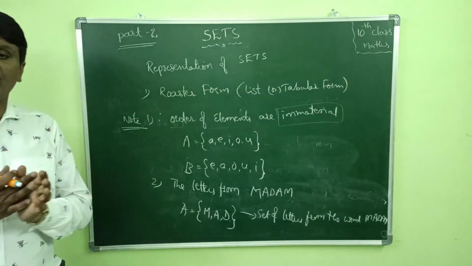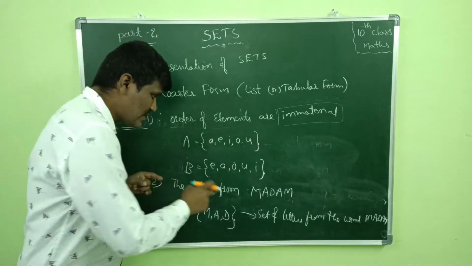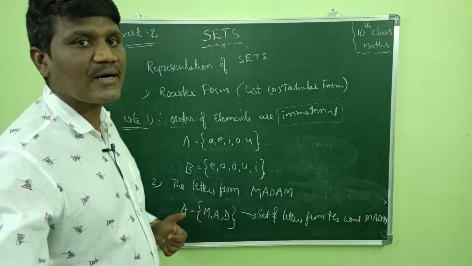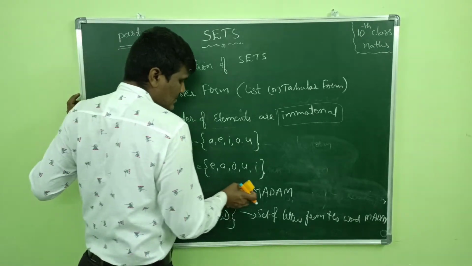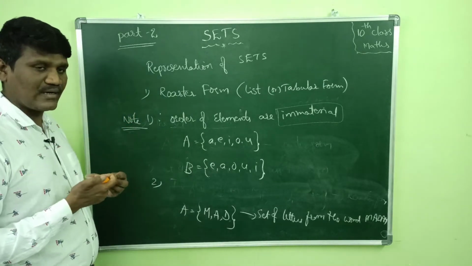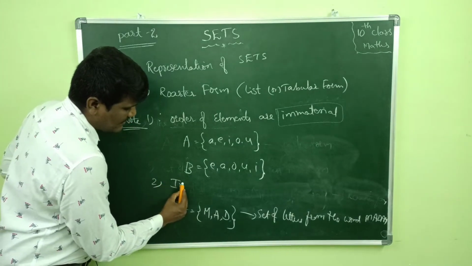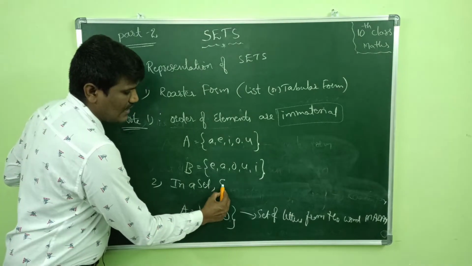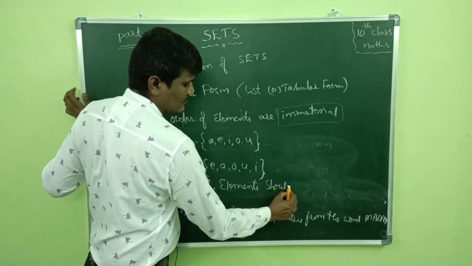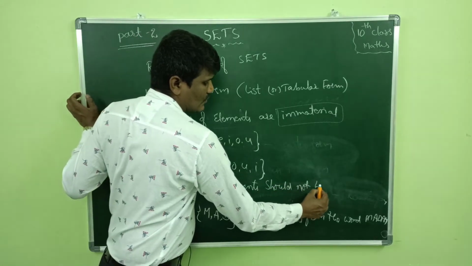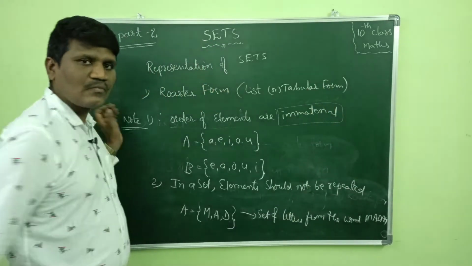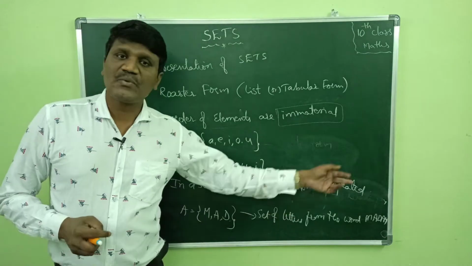So here what we have taken? If the elements are repeated, we are taking only one time. So this is the second note, you should write it. What is the second note? If the elements are repeated, you take only one time. In a set, elements should not be repeated. This is also one more important point.